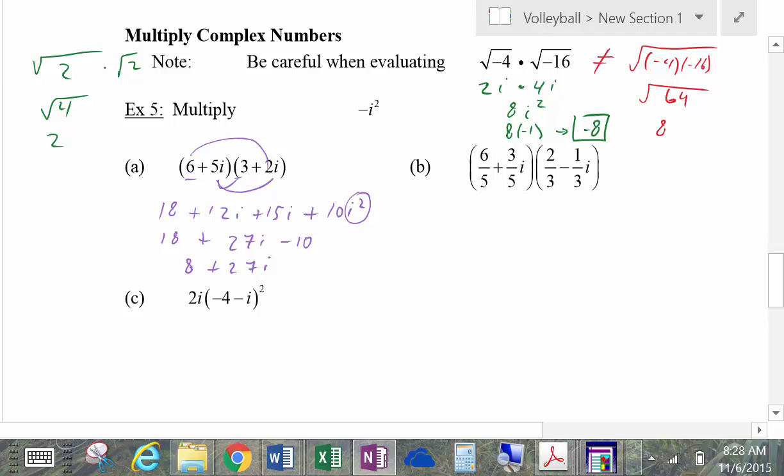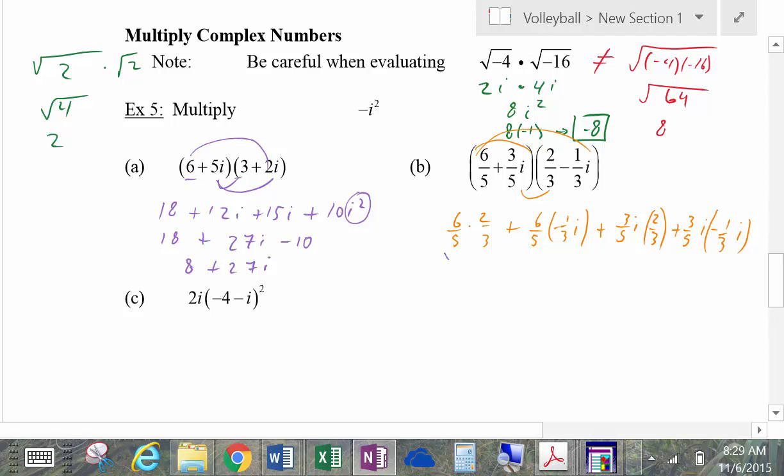All right, part B. I think you guys will enjoy that one. You want to try it out on your own? All right, let's FOIL it. So first we have 6/5 times 2/3. Then we have 6/5 times negative 1/3 i. We have 3/5 i times 2/3. And then 3/5 i times negative 1/3 i.